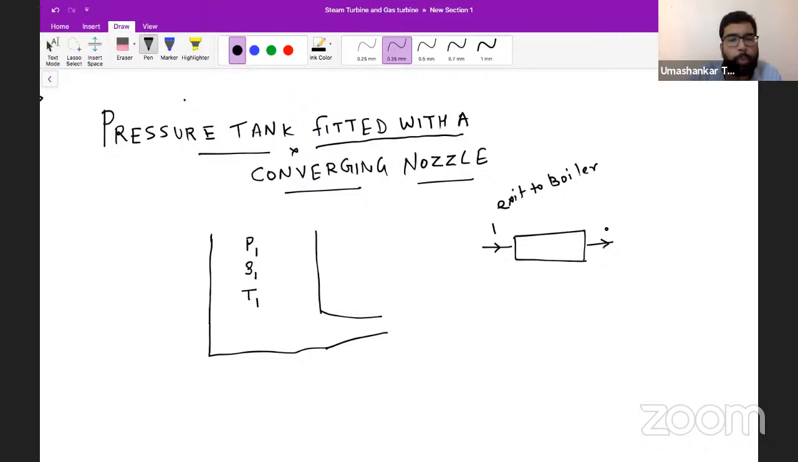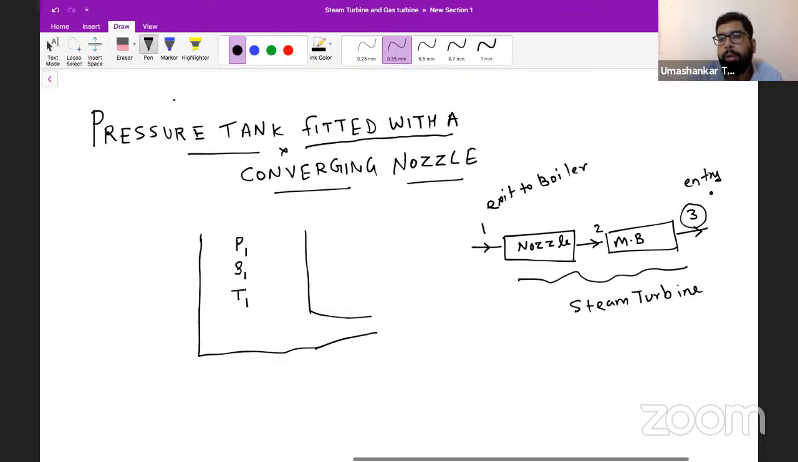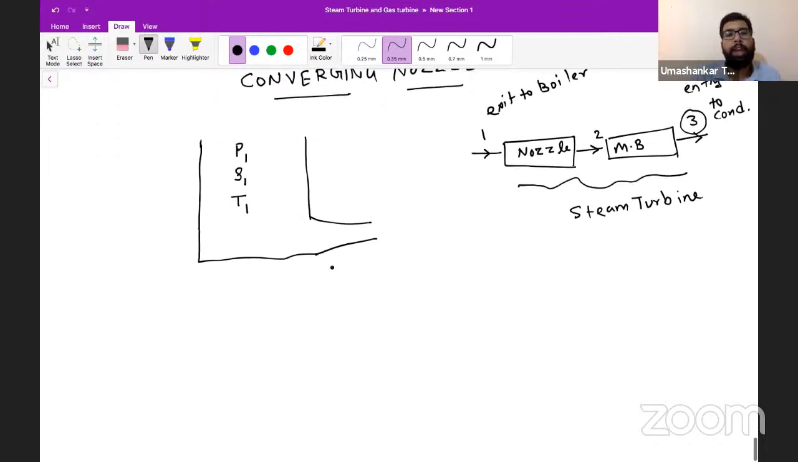Let's say the two is exit to the nozzle or entry to the moving blade. This combined we call it as steam turbine. Okay, and exit to the moving blade, let's call it 3. So this will be the exit to the complete steam turbine or entry to condenser. Yes or no? This is what we read in Rankine cycle. In the first lecture, I have described it in a way. Yes or no? So let's say this is my point 2.